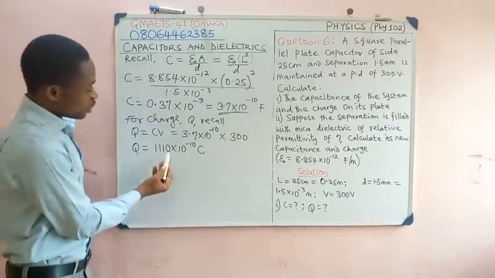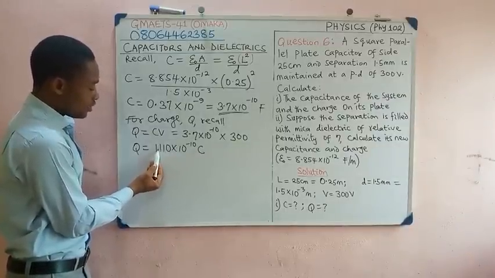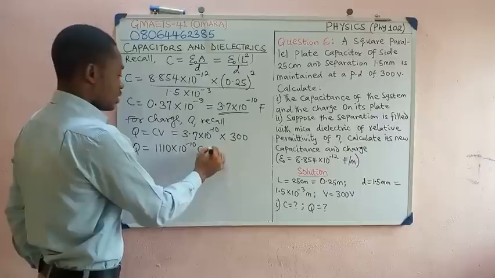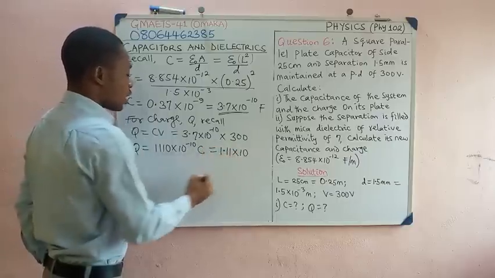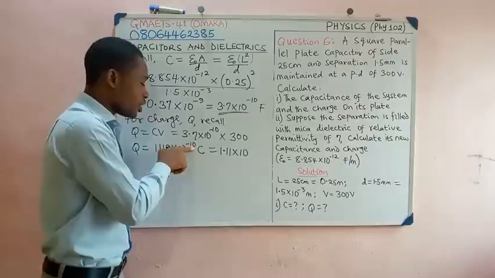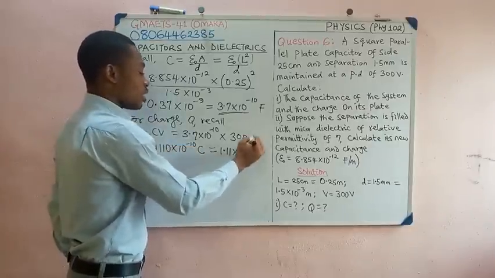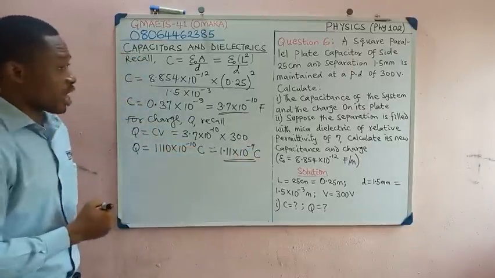Once again, I might wish to move my point from here, go 1, 2, and 3. So that this will still be 1.11 times 10 raised to power. I move the point 3 times to the left. So I'm going to add 3 to this minus 10, which will give me minus what? 7 Coulomb. So this becomes the charge on the plate.